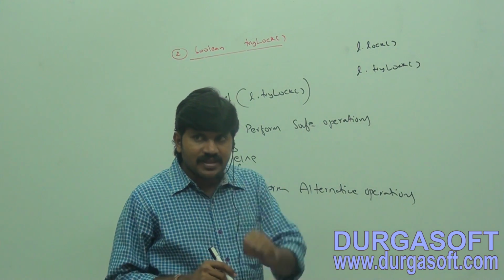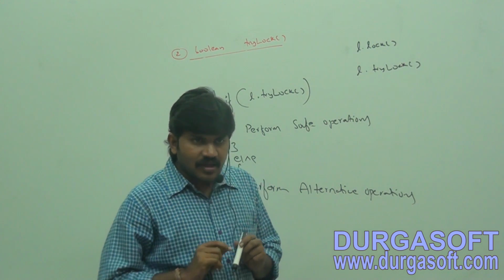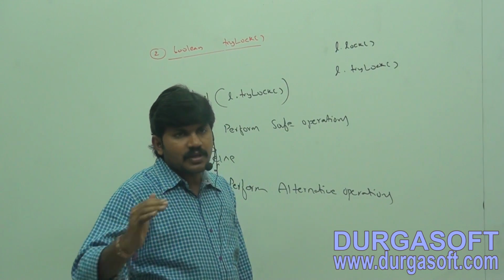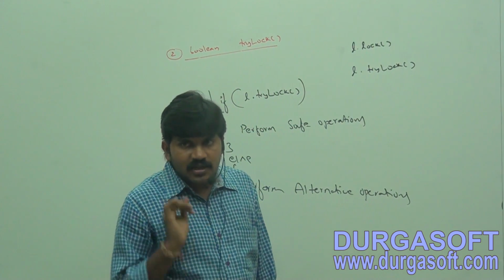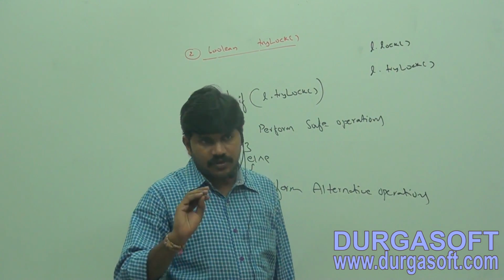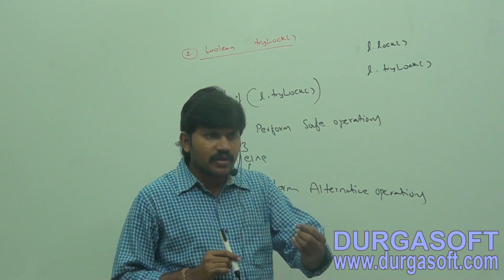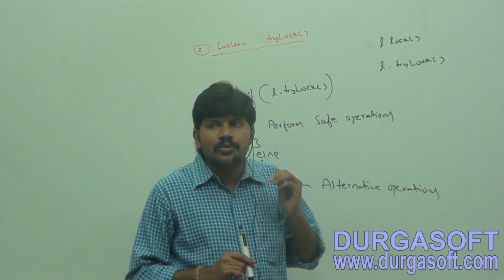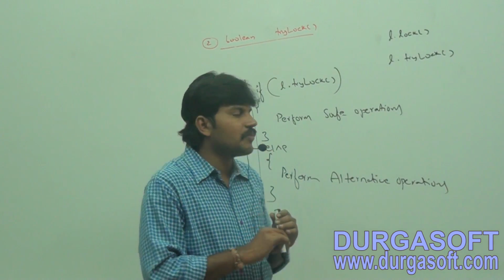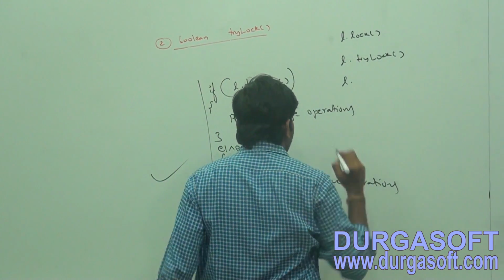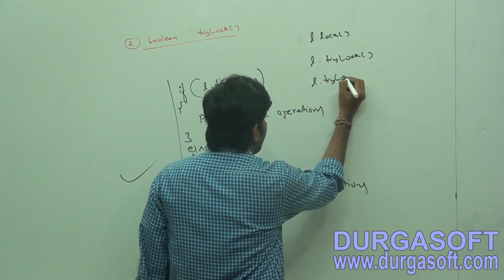Then the medium method. Try for the lock. If it is available, get it. If it is not available, don't continue immediately. Wait for some time, at least 1 hour. Still, if you are not going to get the lock, then continue.